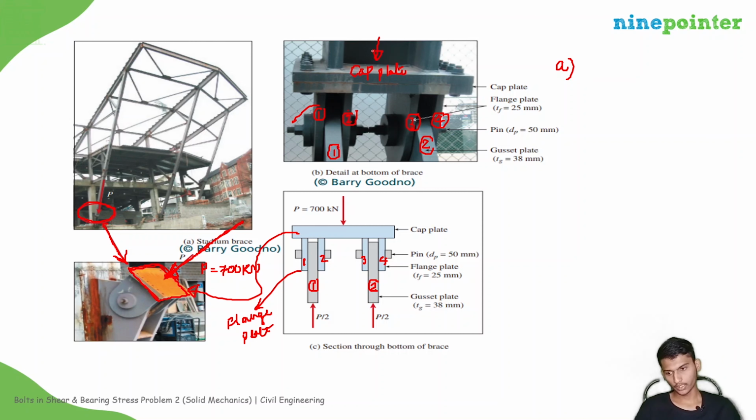From here we are getting 700 kilonewtons, right? These 700 kilonewtons are distributed. Suppose this is P, so this is distributed among four flange plates. Means this will be P by 4, this will be P by 4, this will be P by 4, and this will be P by 4. So here also, if you see, it is P by 4 each. This is the distribution of the force.